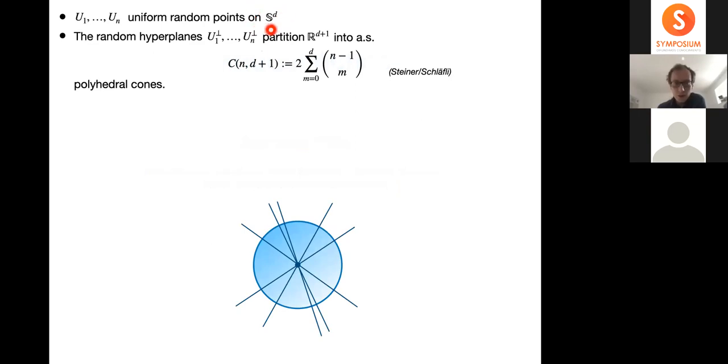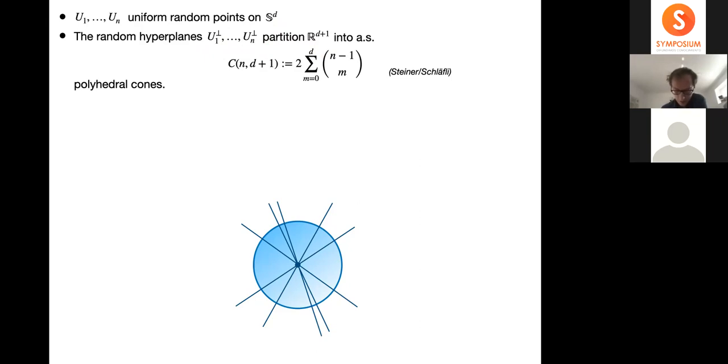We are sitting on the d-dimensional unit sphere, and I denote this by S^d. And on the d-dimensional unit sphere, we put n uniformly distributed random points u_1 up to u_n. To each of the points, you associate the orthogonal hyperplanes, u_1 perp until u_n perp. They partition the ambient space, which is R^(d+1), in which S^d is sitting. So this is R^(d+1). They partition the space into random cones. And the picture is like this.